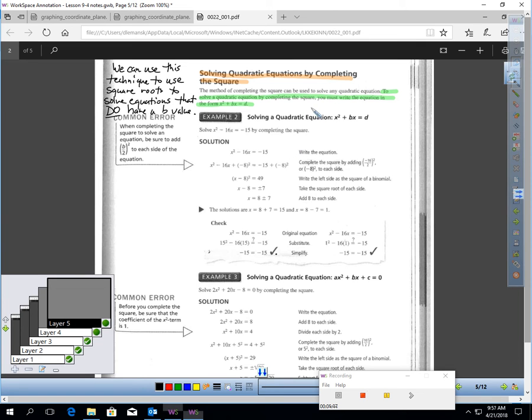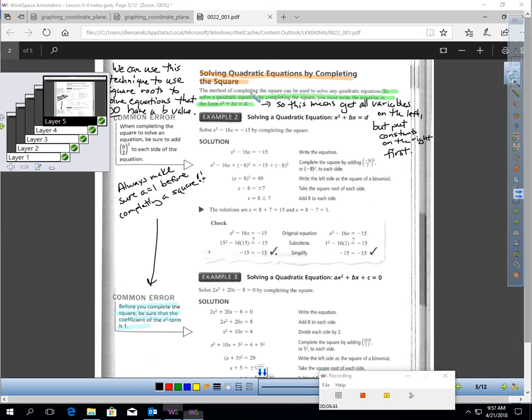So to solve a quadratic by completing the square, you must write the equation in the form x squared plus bx equals d. Here's what that means. If you want to complete squares to solve problems that have a b value, it means get all the variables on the left, but put your constant on the right first.